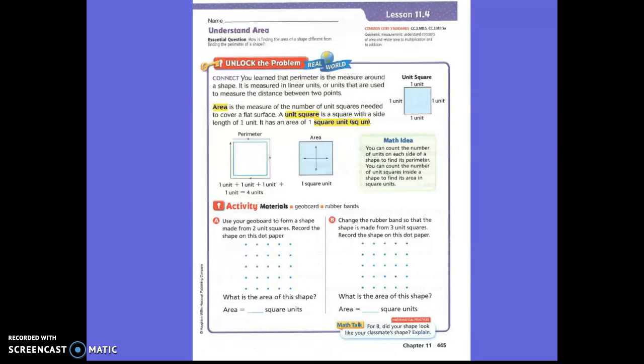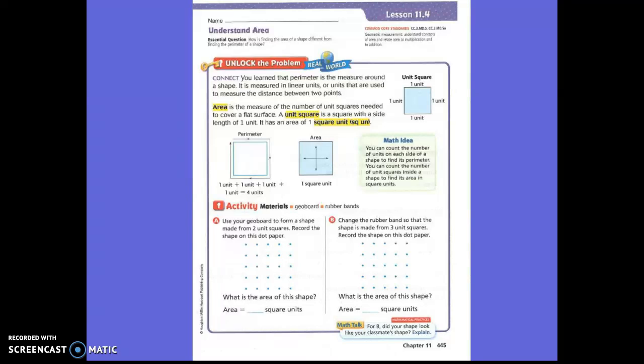Alright, boys and girls, today we're going to talk about area. We're going to explore perimeter and area as attributes of polygons. Okay, let's connect to what we have learned.